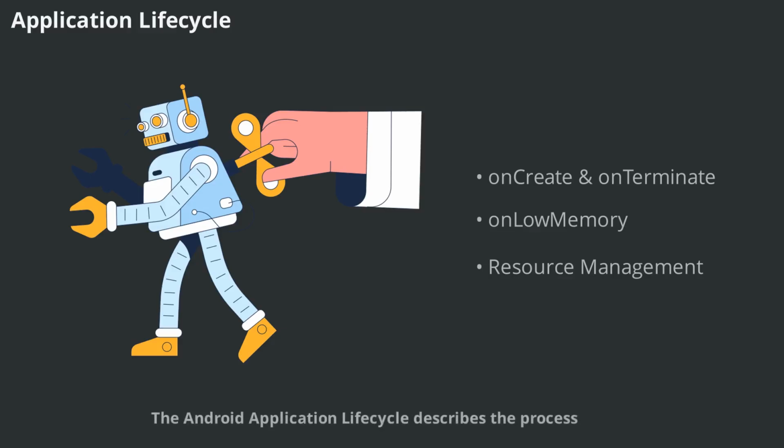The Android Application Lifecycle describes the process your app goes through from launch to termination. Key methods include onCreate, onTerminate, onLowMemory, and onTrimMemory. Each plays a role in managing resources and app state. Understanding the lifecycle helps you write efficient, bug-free code and is a frequent interview question. Be prepared to discuss how you handle initialization, cleanup, and memory management in your apps.